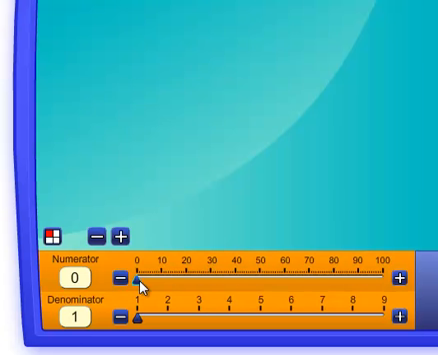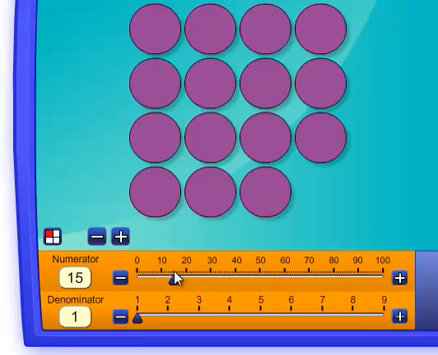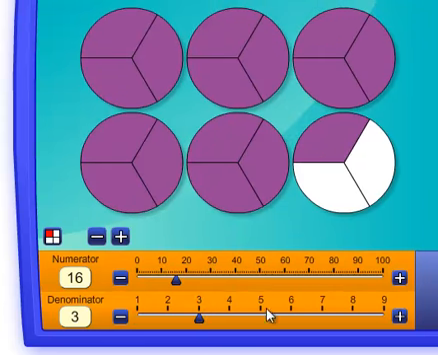Let's see. First, we are going to pick the number 16. And for the denominator, we are going to choose 3. So first, you can see there are six pies, and each pie represents a whole, and each pie was divided into three parts. When you count all the parts that were colored purple, you will get the number 16.